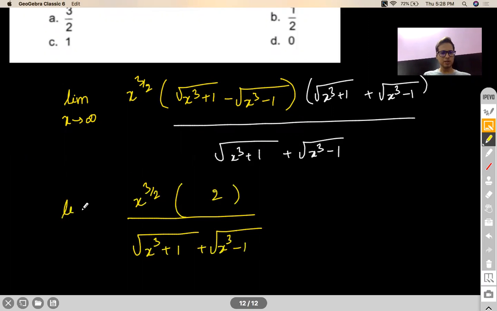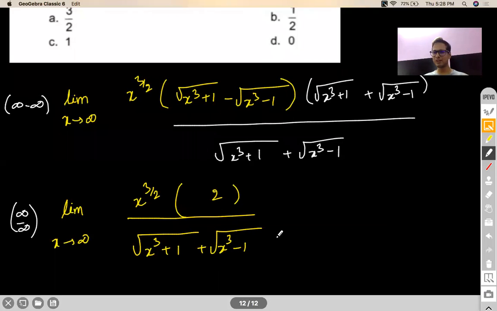Now, from infinity minus infinity, it has got converted to infinity by infinity form. And when it gets converted to infinity by infinity form, we have already done almost 10 questions. So we are good enough to deal with those kind of indeterminacy. So we see what is the highest effective power of x occurring in the entire expression. So your obvious answer will be x to the power 3 by 2. So let us divide with x to the power 3 by 2.